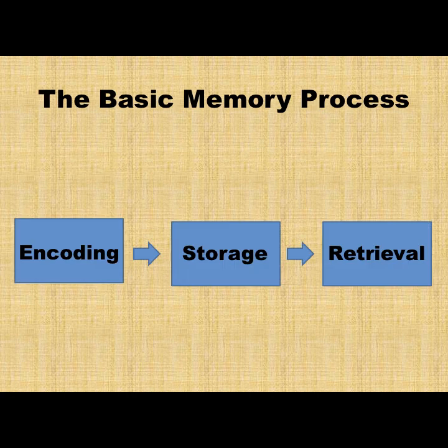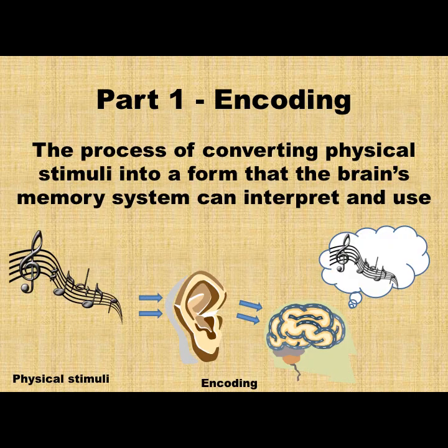So, here's the basic memory process. You essentially need to go through encoding first, then storage, and finally retrieval can occur. So, part one is encoding. This is defined as the process of converting physical stimuli into a form that the brain's memory system can interpret and use. And I don't know about you, but at first that definition is a bit confusing. So, let's use an example to make it clear.